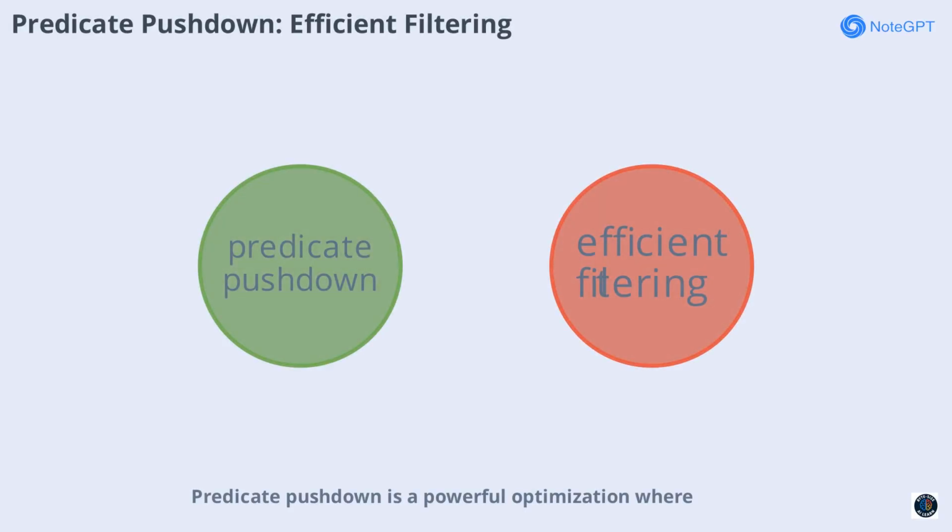Predicate pushdown is a powerful optimization where filters are applied as early as possible, often during the file read. This means only relevant data is loaded into memory, saving time and resources. Polars automatically applies this optimization when you use lazy execution, making your workflows more efficient by default.